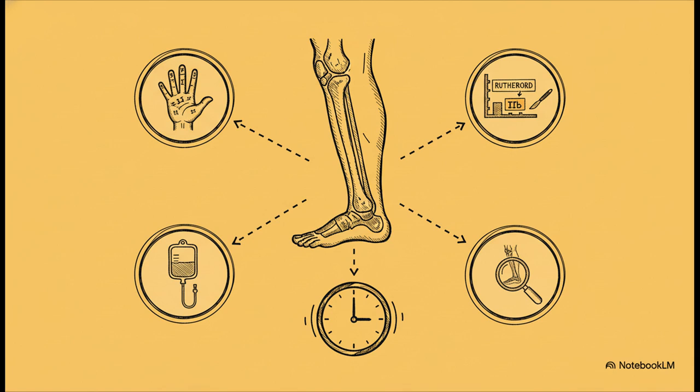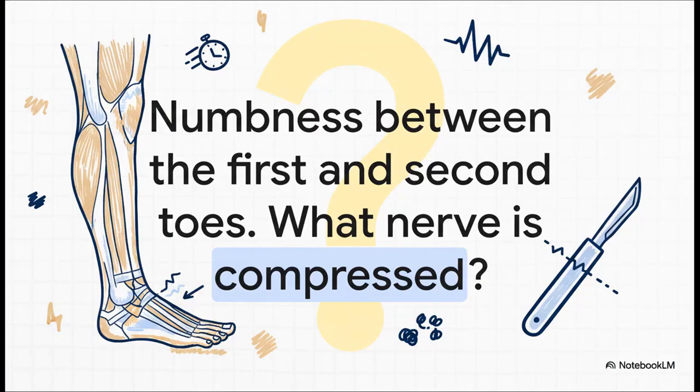Act decisively. Let's wrap up with one final challenge to put it all together. The operation was a success, the leg is warm, the pulse is back. But an hour later, your patient tells you they have new numbness right in that little web space between their first and second toes. What specific nerve is being compressed, and what is your immediate action?